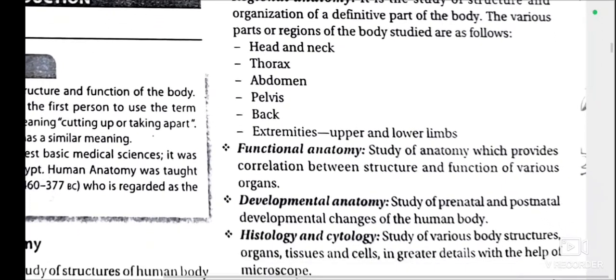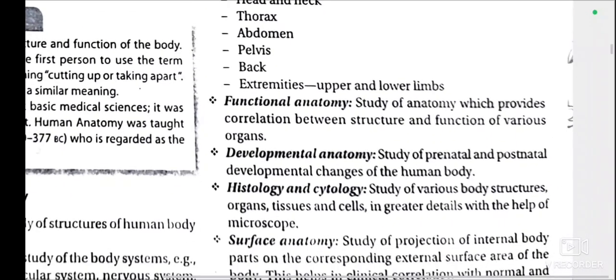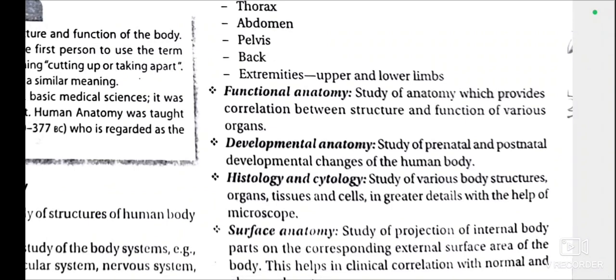Next, functional anatomy. Functional anatomy is a study of anatomy which provides the correlation between structure and function of various organs. In functional anatomy, we discuss only the function of the organs and how one organ relates to another. And then next is developmental anatomy.